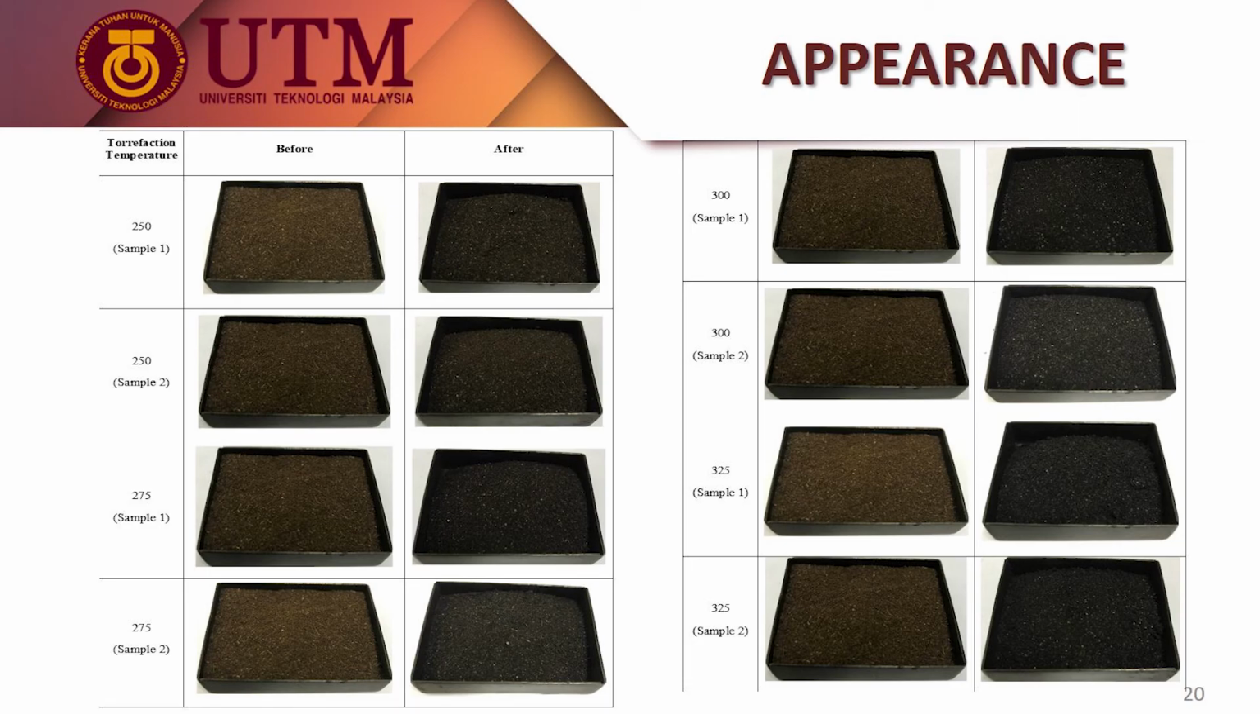Next, this is the physical appearance of PKS before and after the torrefaction process for each temperature. The results show initially the raw PKS exhibits a brown color. After torrefaction, the color of the sample becomes darker. This is because the carbon content in the sample increased with increasing torrefaction temperature.